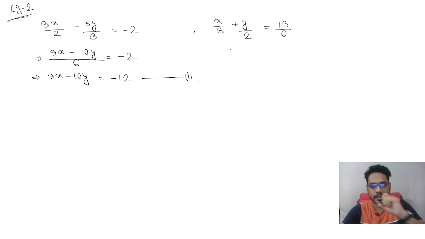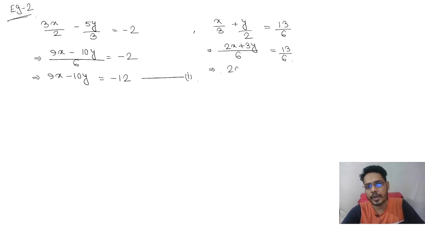Now the second one, 6 will be the LCM. So 2x plus 3y by 6 is equal to 13 by 6. Now 6 and 6 we can cancel them. So you will get 2x plus 3y is equal to 13, and it will be equation number 2.